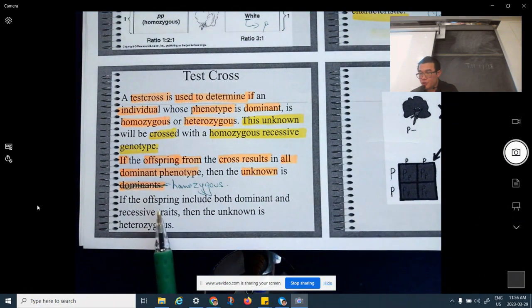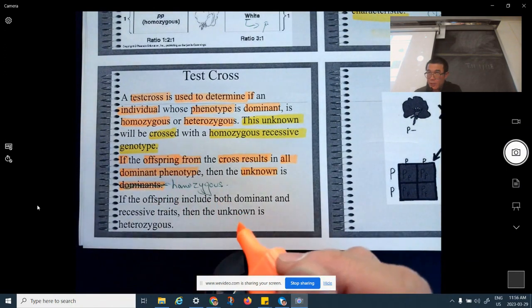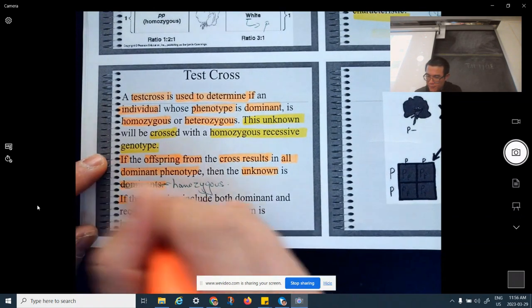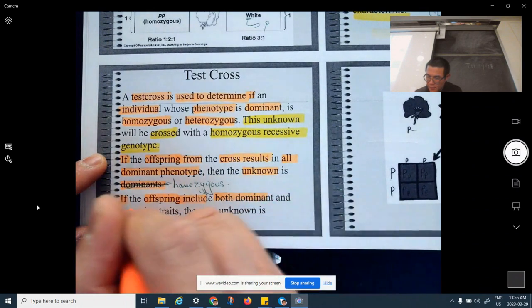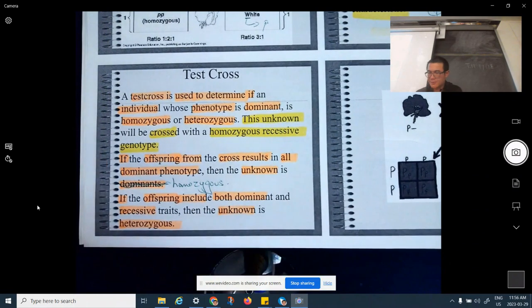Now, if you look at the first generation offspring from that test cross and you see both purple flower and white flower, dominant and recessive traits, then the flower that you're not sure about would be heterozygous. If offspring include both dominant and recessive, then the unknown is heterozygous.